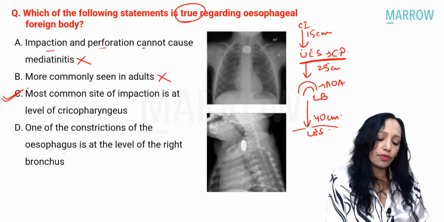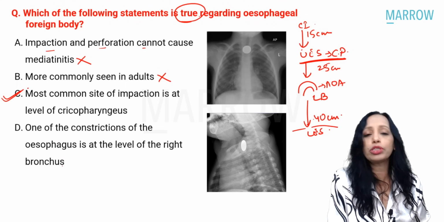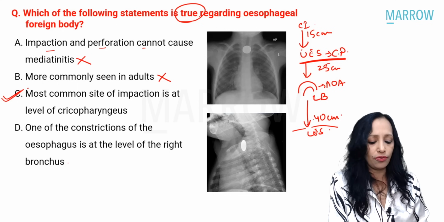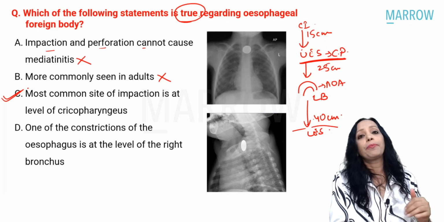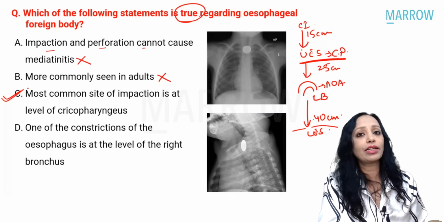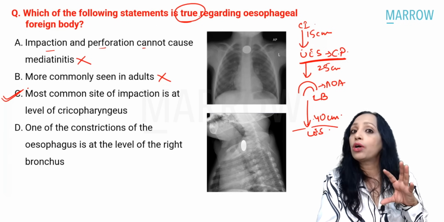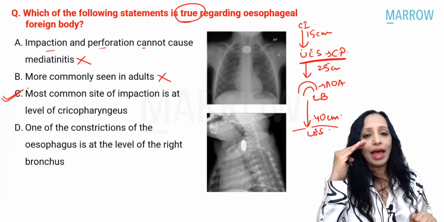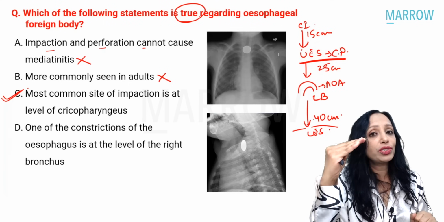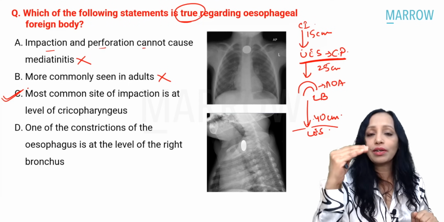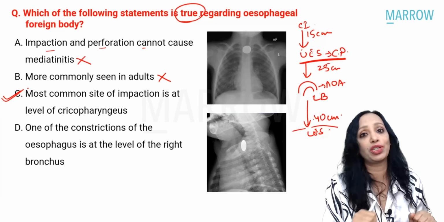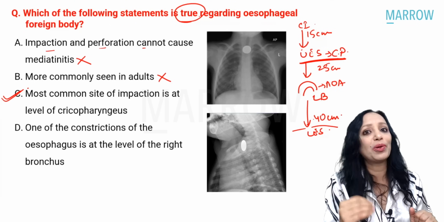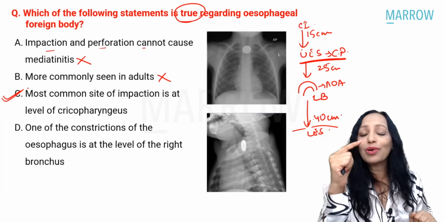One of the constrictors of the esophagus is at the level of right bronchus. No, this is at the level of the left bronchus. And earlier also a question has been asked that the most common site of the coin lodgement in the esophagus is, and look at the choices, at or above the cricopharyngeus sphincter, at or below the cricopharyngeus sphincter. Yes, so what will you mark? At or above or at or below? Yes, it will be at or just below.